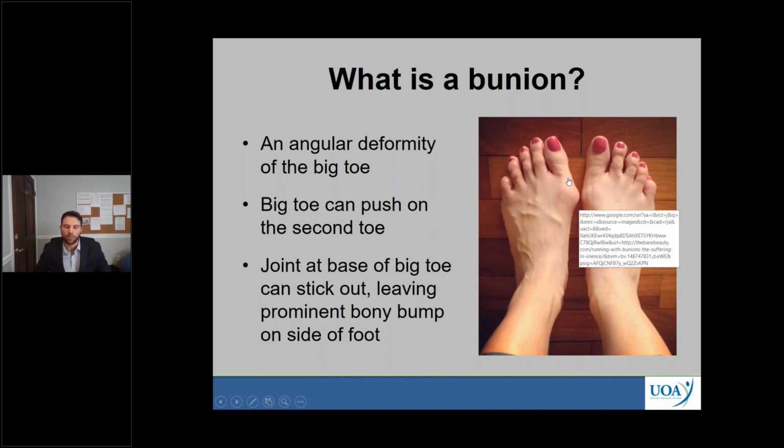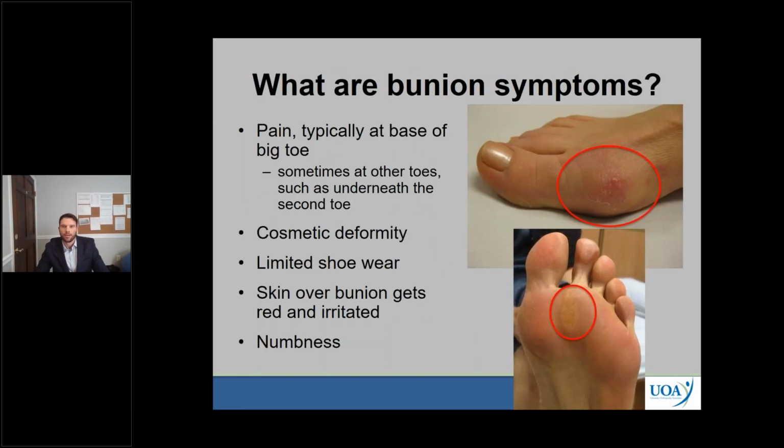And commonly, what patients come in saying is that they have a growth on the side of their foot, but in most cases, there's not actually a growth on the side of the foot. It's just that as your big toe changes in alignment, the normal bone or the joint becomes more prominent, leaving that bony bump. And when you get a bunion, the most common symptoms that patients come in talking about is pain. And that's usually at the base of the big toe. So you can see in this picture here where I've circled in red for you, that's the base of the big toe. But sometimes the pain can happen at the other toes as well.